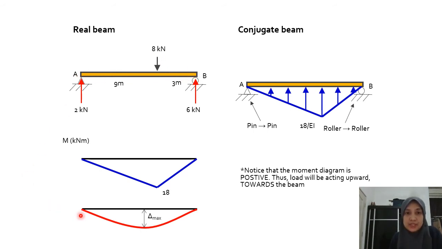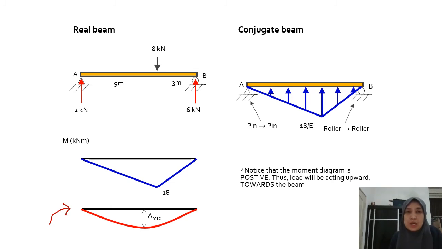If you look at the deflected shape, which is here, this is how your beam will deflect. At support A, which is your pin, it doesn't move, and at point B it also doesn't move because it's a roller. The maximum deflection should be somewhere in between, which we don't know the location of yet.